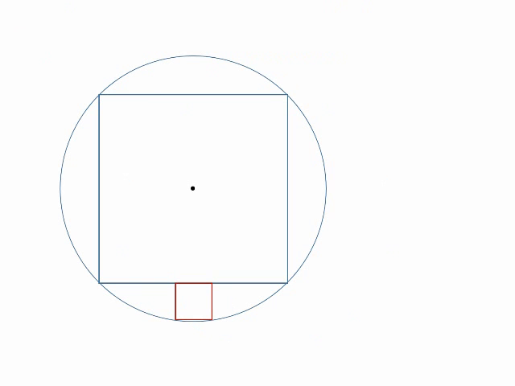Let's start by labeling the dimensions of the two squares. The length of a side of the large square we will call A, and the length of a side of the small square we will call B. The black dot is the center of the large square and also the center of the circle.